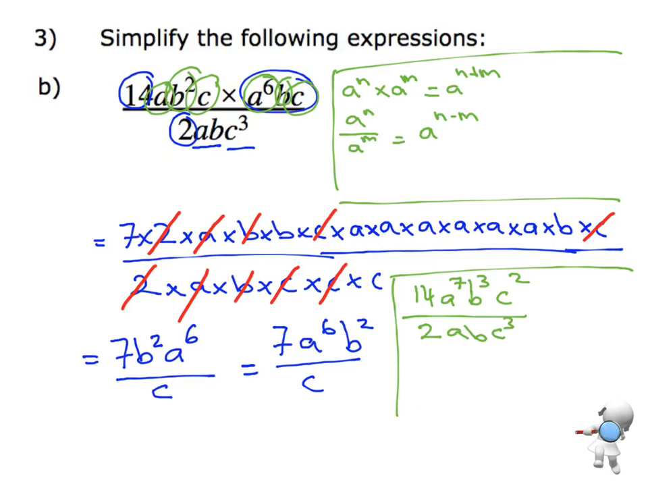Then I want to cancel, and so this is when I would go, right, 14 over 2 goes down to 7, a to the power of 7 over a leaves me with a to the 6, b cubed over b leaves me with b squared, and c squared over c cubed leaves me with 1 on the bottom. So then what am I left with? My final answer is 7, a to the power of 6, b to the power of 2 over c. So either method is correct.